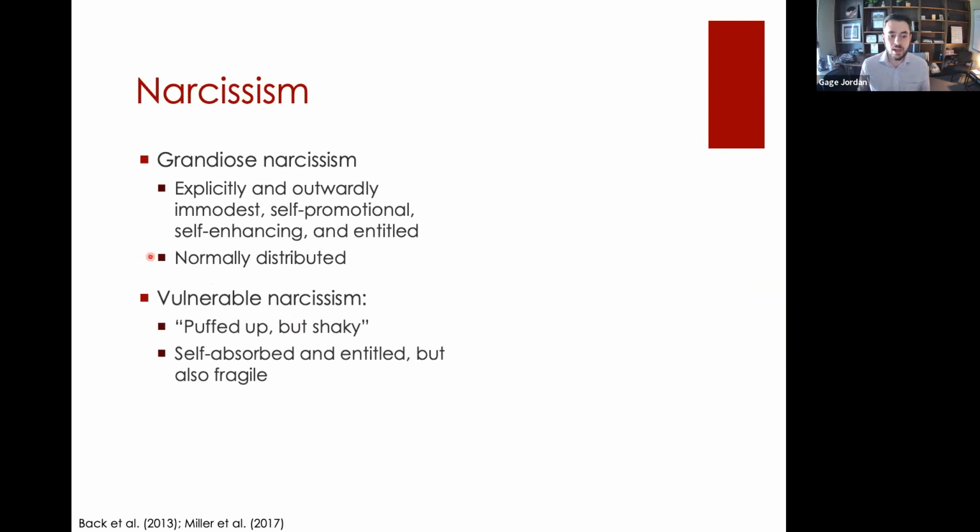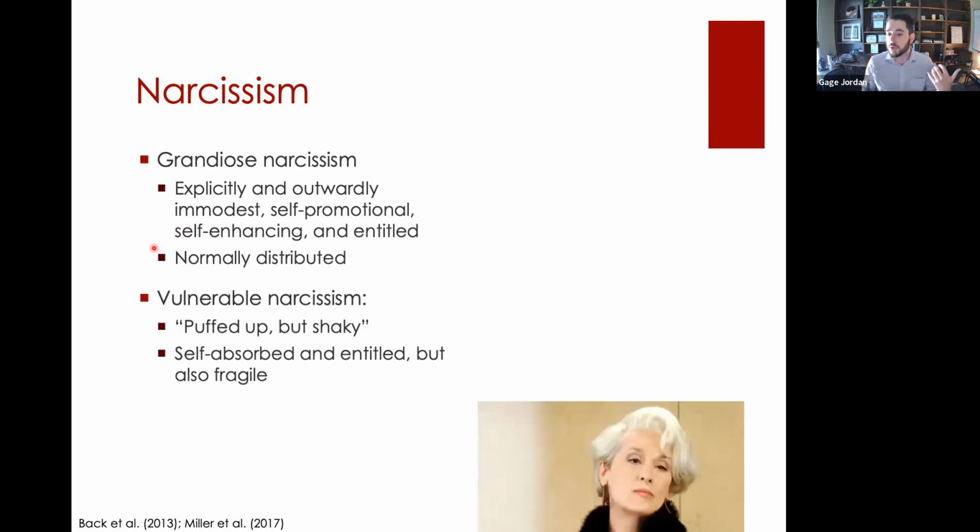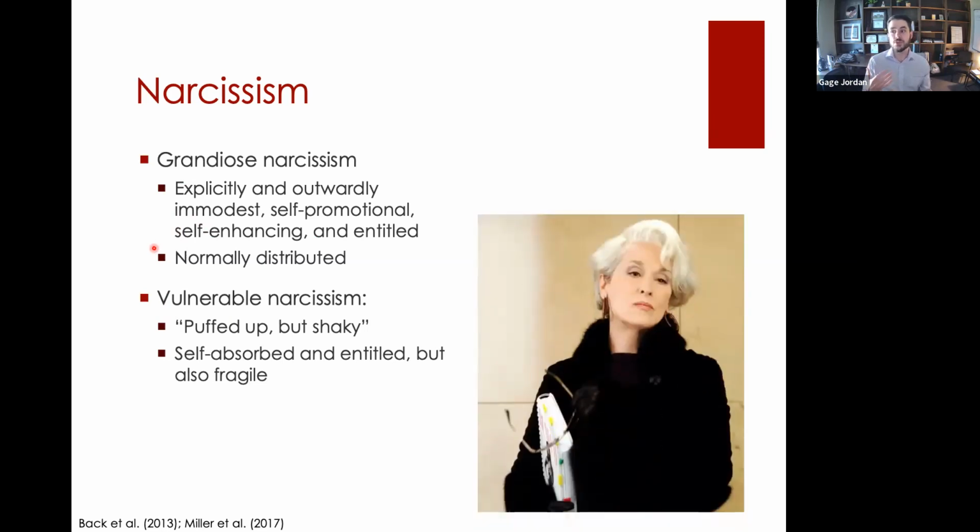Then we got narcissism. I won't focus too much on this distinction here, but sometimes folks who are grandiose narcissists are really outwardly expressive, sort of entitled. The vulnerable narcissists are sort of puffed up but shaky. They have this outward expression, and one of the reasons they do that is because they're so emotionally fragile inside. I think a good example would be someone like Miranda Priestley. If you've seen The Devil Wears Prada, she's more of a diva.